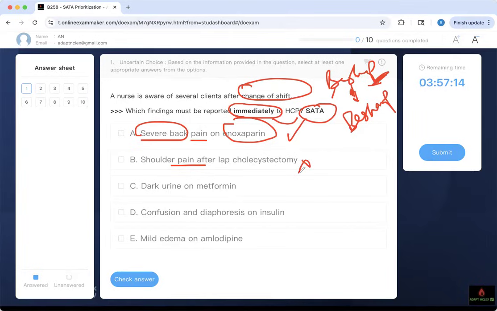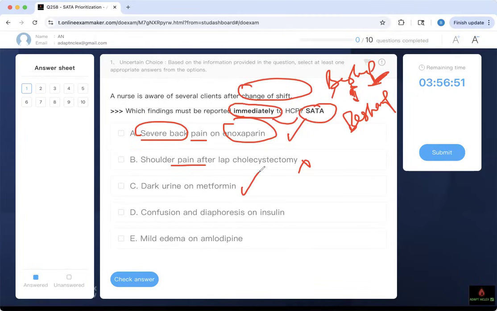Dark urine on Metformin. Metformin causes lactic acidosis. When I see dark urine, what is happening? Rhabdomyolysis, muscle pain. What is going to happen? It's all related to shock, and the individual is going to be in trouble. We go into heart failure, all these problems. That's the problem. I'm seeing you.